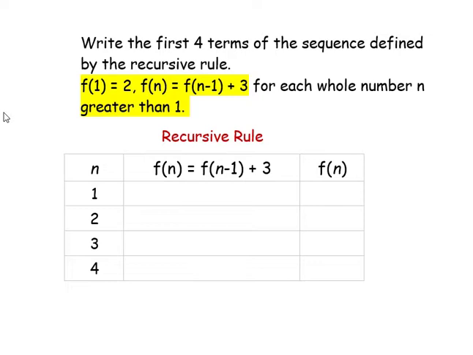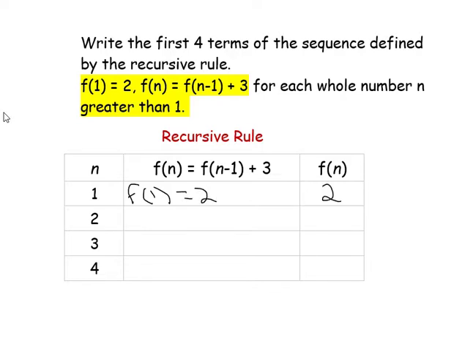Okay, so here we're being asked to write the first four terms of the sequence defined by the recursive rule: f of 1 equals 2, f of n equals f of n minus 1 plus 3. So that's my recursive rule right there. And it also tells us that for each whole number, n has to be greater than 1. So simply put, for my very first term, it told me that f of 1 equals 2. Great, so let's put that in there since it's already given me that. F of 1 equals 2. Well then, f of n is 2.